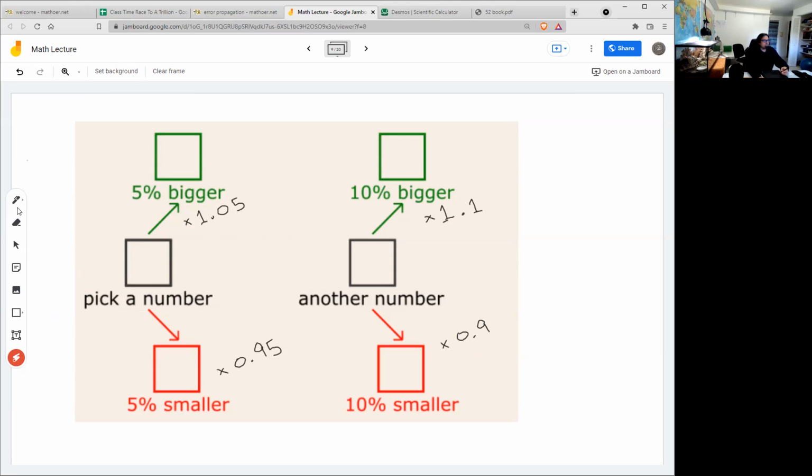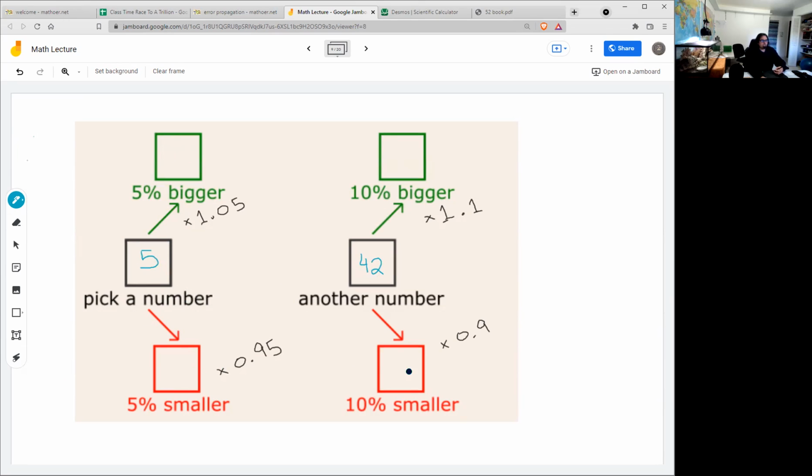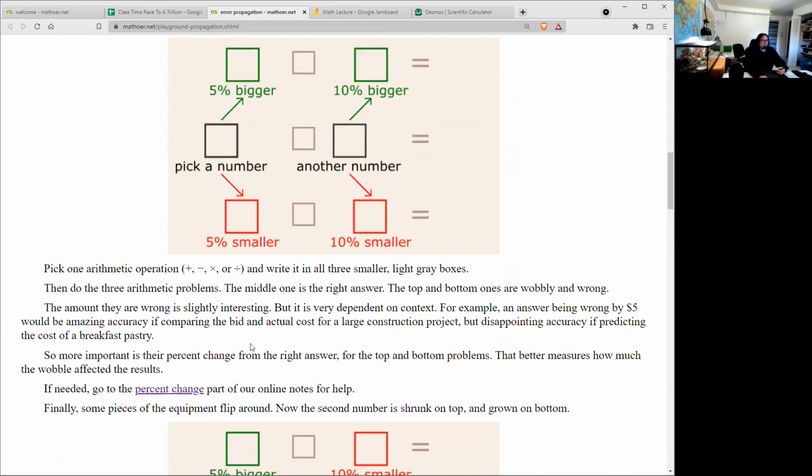So once I have my numbers, let's just pick two numbers. Somebody give me two numbers and we'll really do this. Five. 5, okay, 42. And 42. Okay, Rick, find these 4 numbers. I'll come back to you and have you fill them in, or have me fill them. So once we've put them in, then we have in the middle operations, and on the side some equal signs.